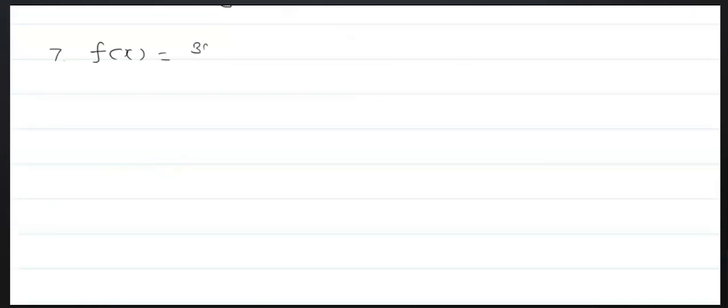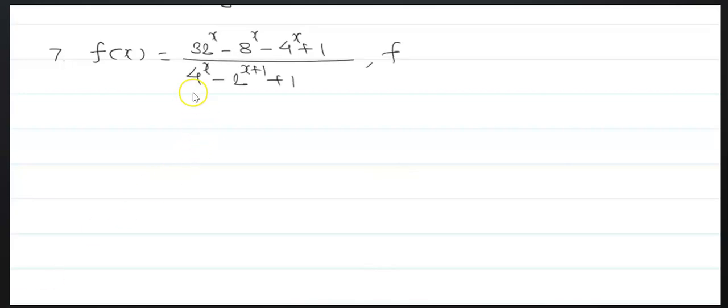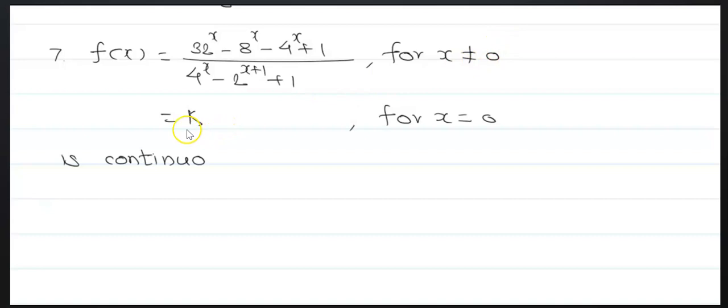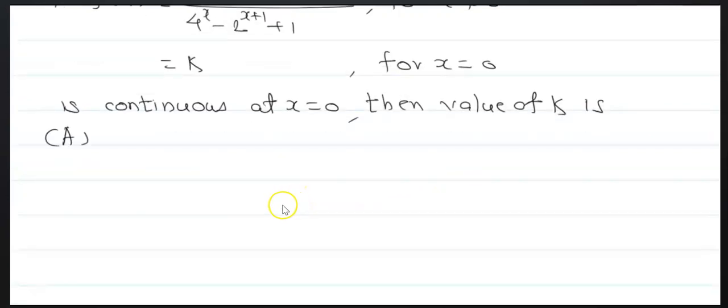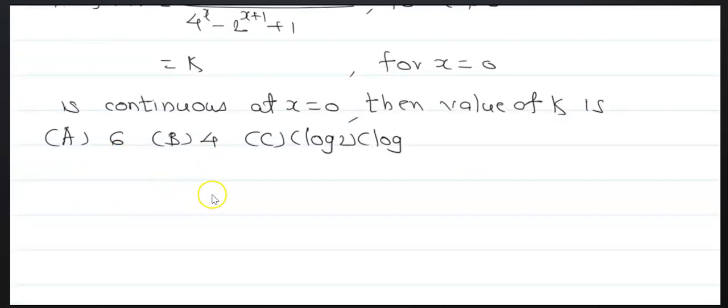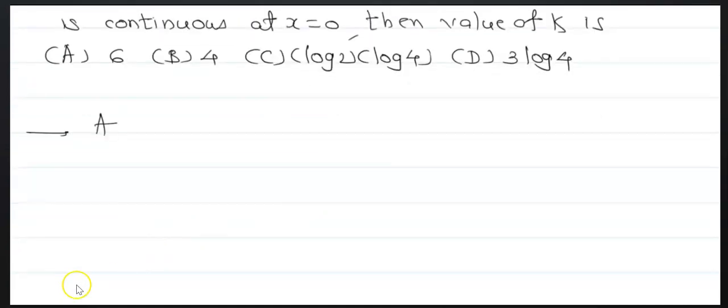Now the next: f of x is equal to (32 raised to x minus 8 raised to x minus 4 raised to x plus 1) upon (4 raised to x minus 2 raised to x plus 1), for x not equal to 0, and equal to k for x equal to 0. If f is continuous at x equal to 0, then find the value of k. The options are 6, 4, log of 2 into log of 4, 3 log of 4.